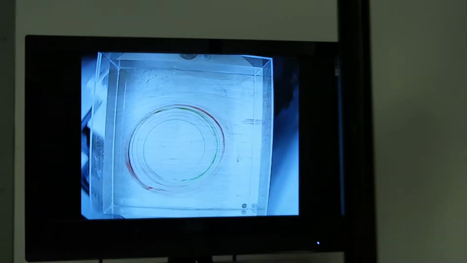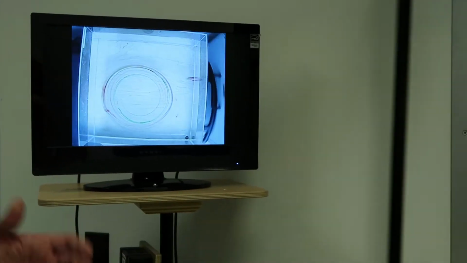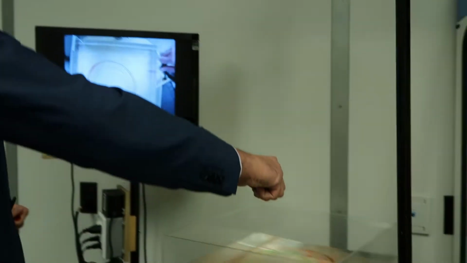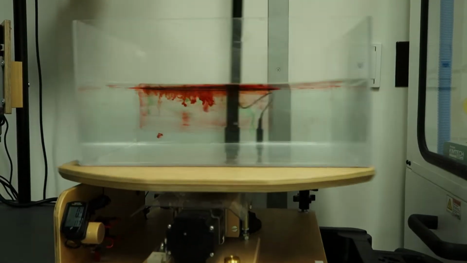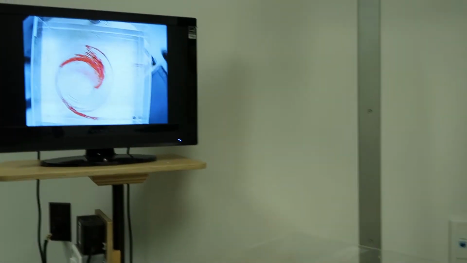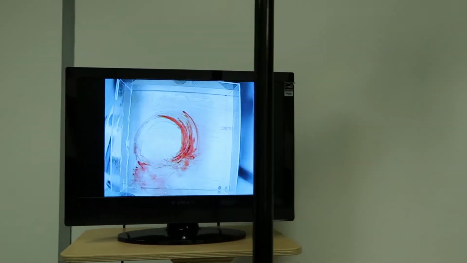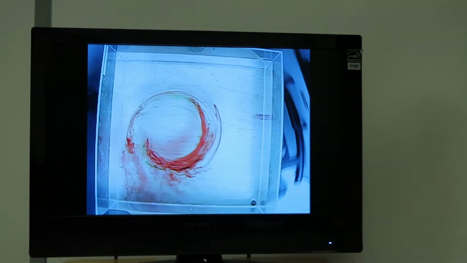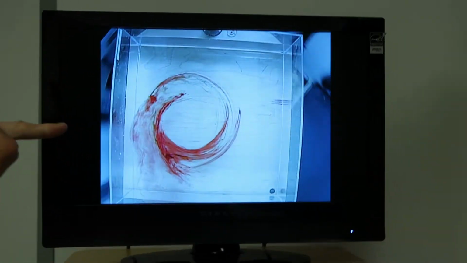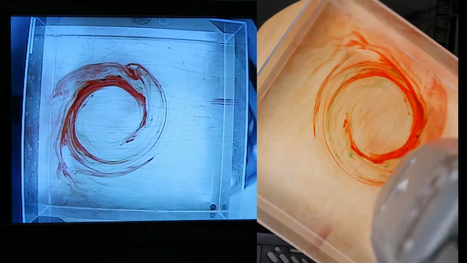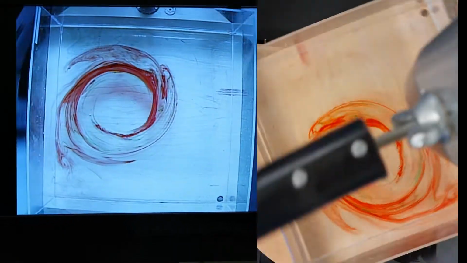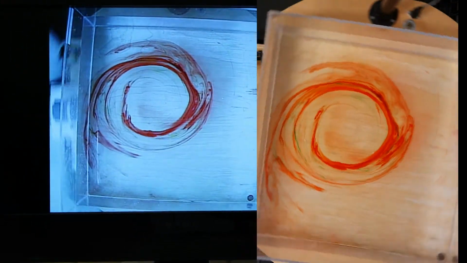This is not something we would get if the system was not rotating and there was no Coriolis force. Let's put more dye. Let's perturb this whole thing. And you will see, even when I perturb the water, still the mixing is minimal.